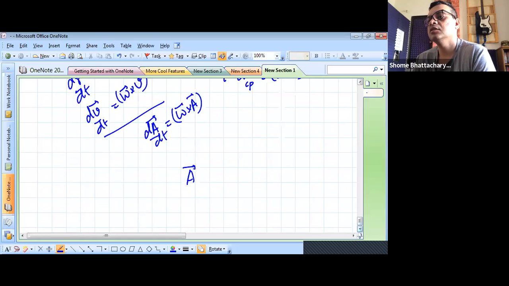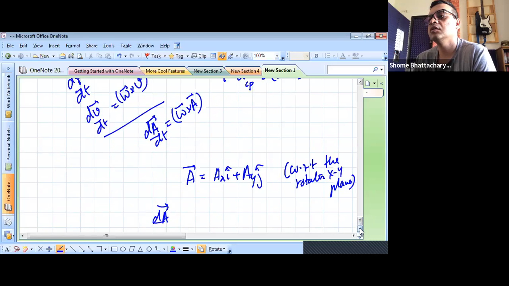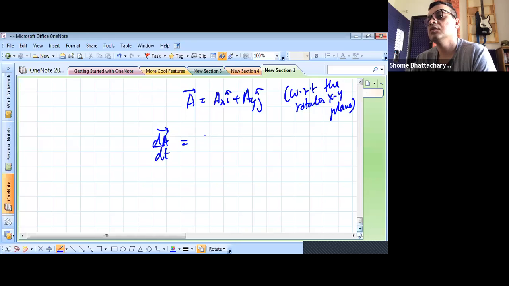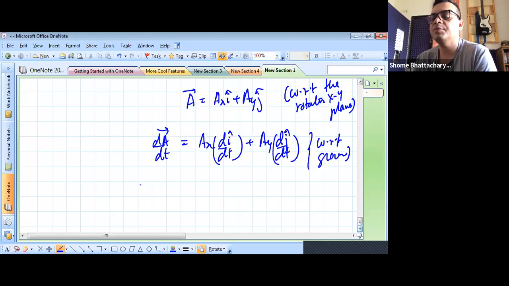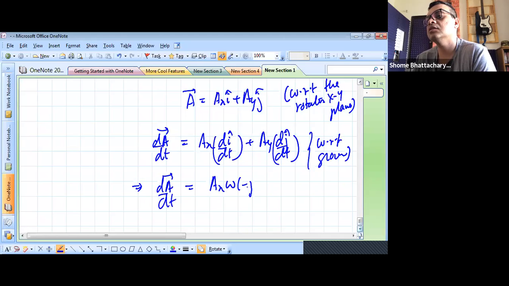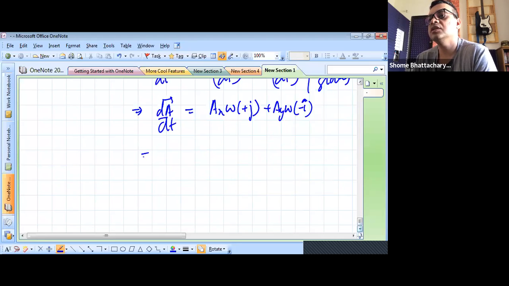Understanding? So for example, if that vector was ax i cap plus ay j cap with respect to the rotating xy plane, then dA by dt will become, now it's a constant vector, so ax is remaining constant, but di by dt plus ay into dj by dt with respect to ground. Okay, because with respect to ground, i cap and j cap are rotating. So the rate of change of this will become ax into omega j cap plus ay into omega minus i cap, like this. Okay. So you will see that dA by dt actually becomes omega cross A.